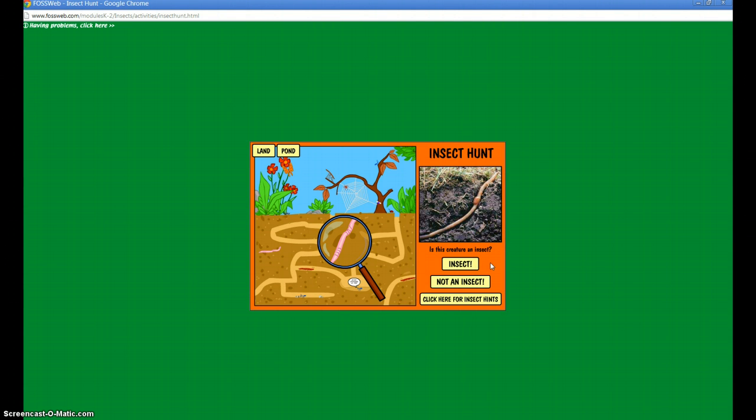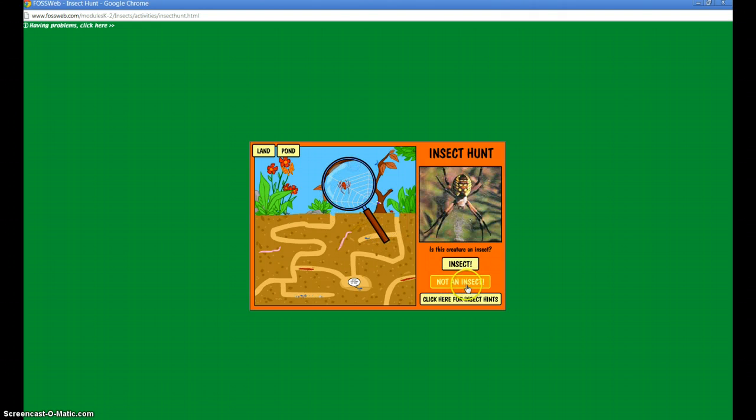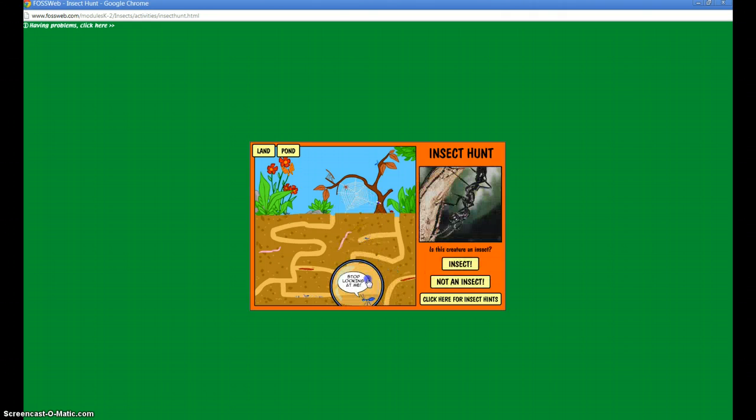Then the students are asked, is this an insect or not an insect? And it will tell them if it's the right or wrong answer. Let's go up to the spider and see what happens when I pick the wrong answer. Insect. Not quite. And then it will go into the explanation. Again, students might need help with reading this material.